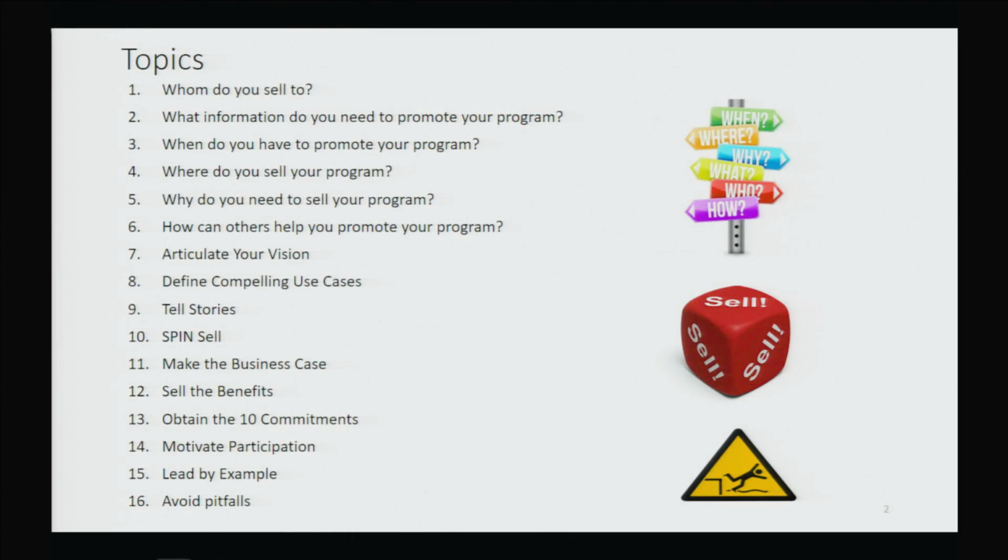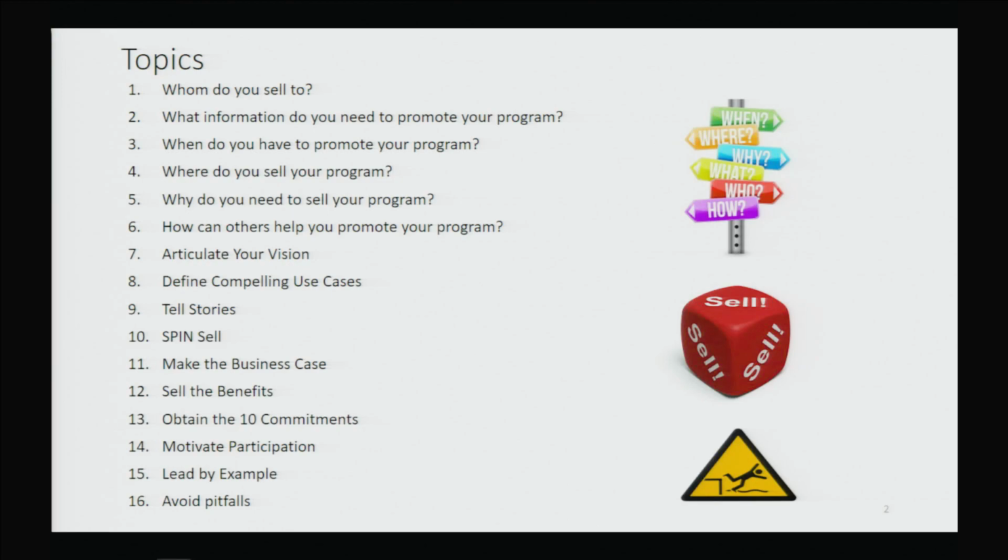So we'll talk about a number of things today, including the basics of how you promote a knowledge management program. Really, it's about selling the program inside of your organization, and we'll talk about the basics: who you're going to sell to, what you need to use to promote your program, where and when, and how do you sell. So that'll be a big part of what we talk about.